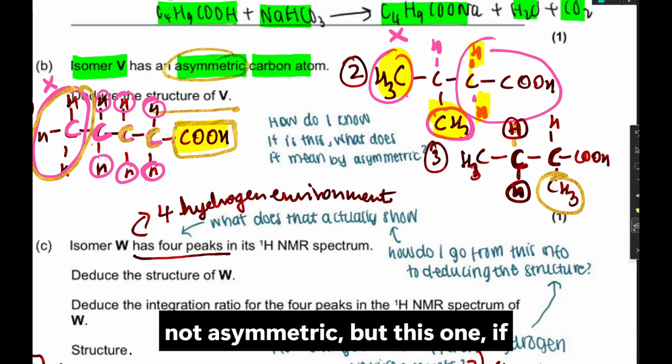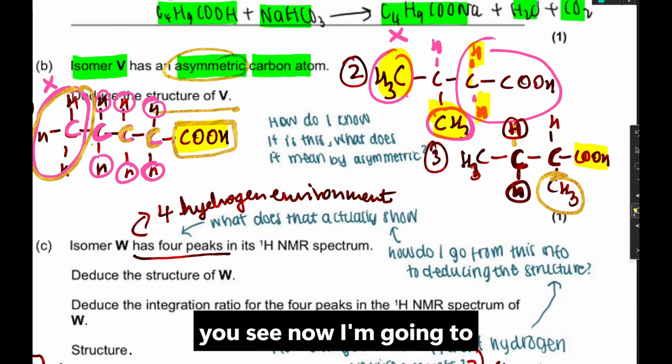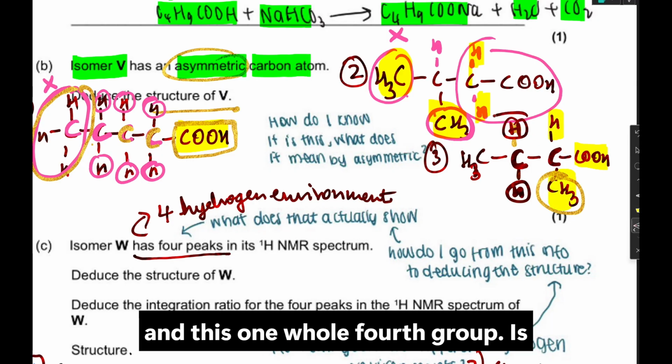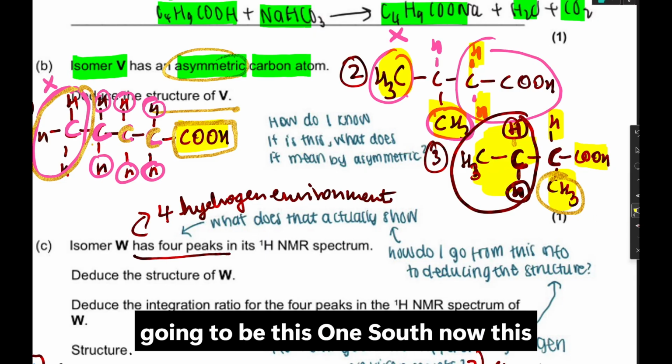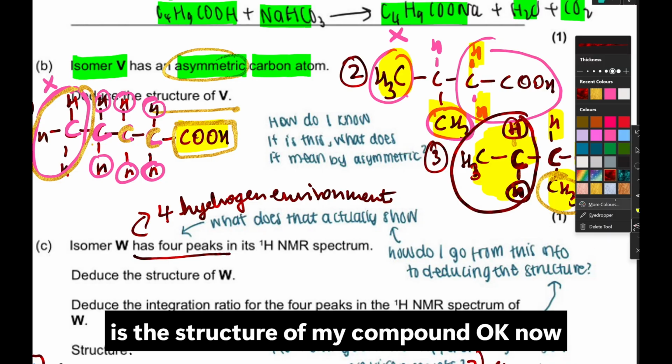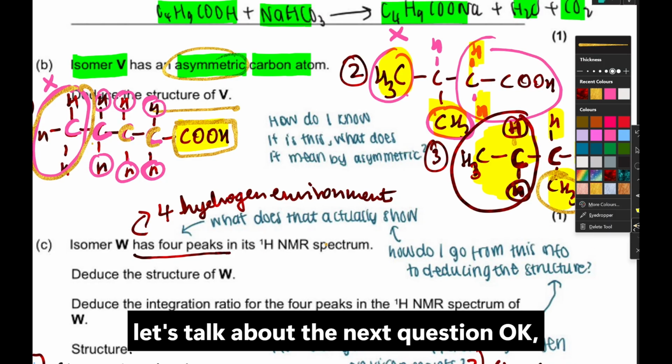But this one, if you see, now I'm going to highlight the four different groups. One, two, three, and this one. The fourth group is going to be this one. So now this carbon is my asymmetric carbon, and this is the structure of my compound. Okay, now let's talk about the next question.